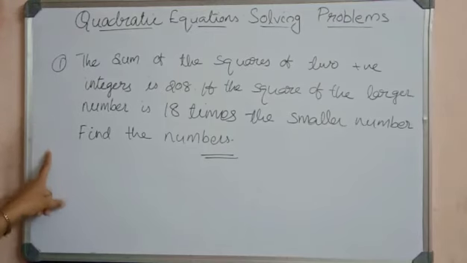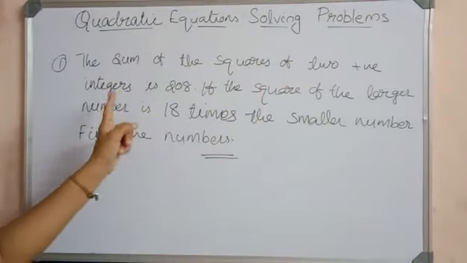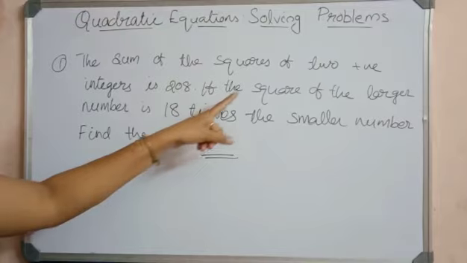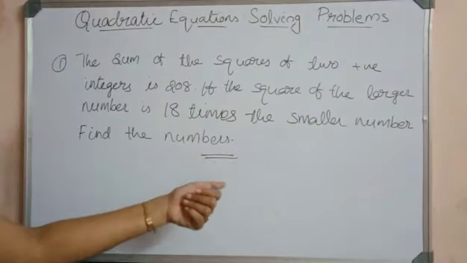Now, this question is for you. Solve it and let me know the answer. The question is, the sum of the squares of two positive integers is 208. If the square of the larger number is 18 times the smaller number, find the numbers.